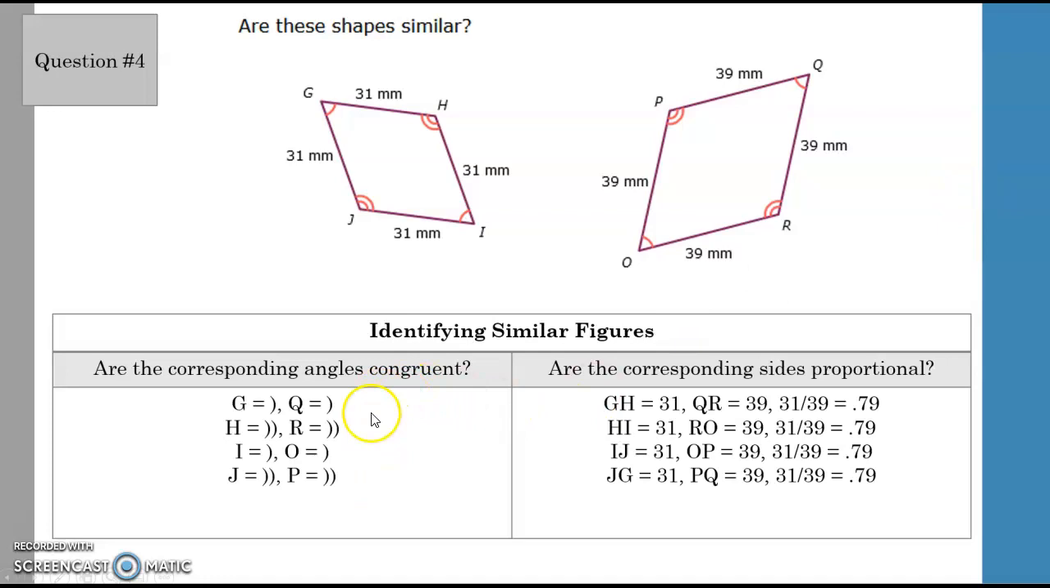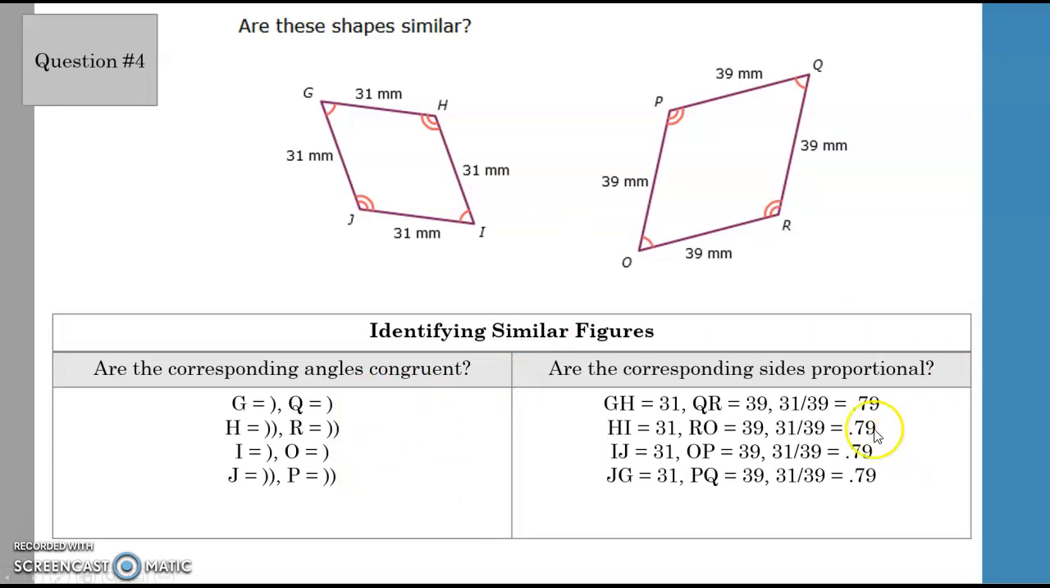Okay, the angles are congruent. Hopefully you could kind of see that as I was first reading through the problem. G and I both have single curved lines, so do O and Q. They are congruent. H and J have double curved lines, so do P and R. They are congruent. So yes, the corresponding angles are congruent.